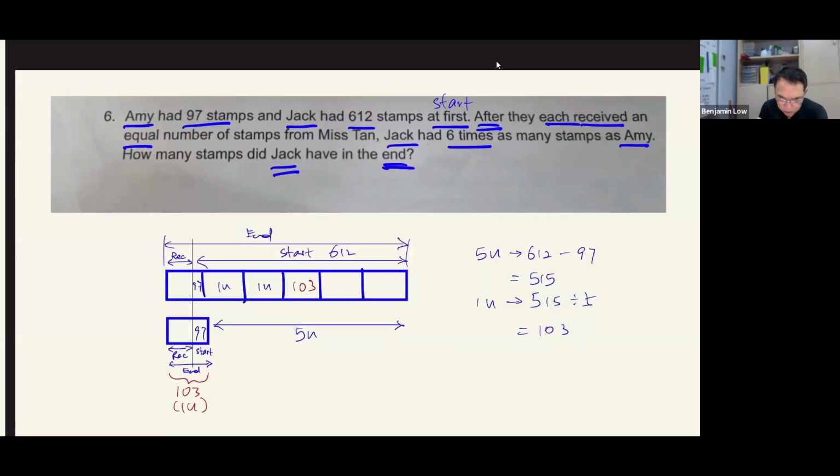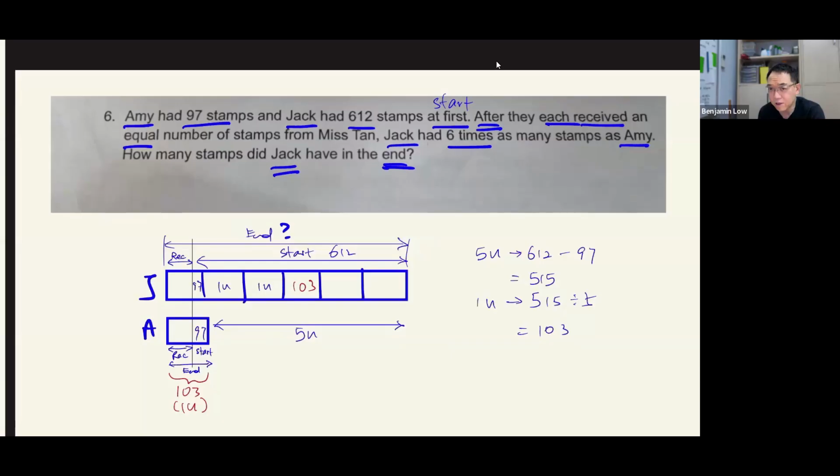So if this is 1 unit, then now we can find how much each of them received, if that's what you want to find, but that's not the question. The question is, how many did Jack have in the end? So Jack in the end, now, I forgot the label. Jack is the one who has more. So here's Jack, here's Amy. So the question is Jack in the end, right? So that means they're asking you to find this. So how many units are there? How many?